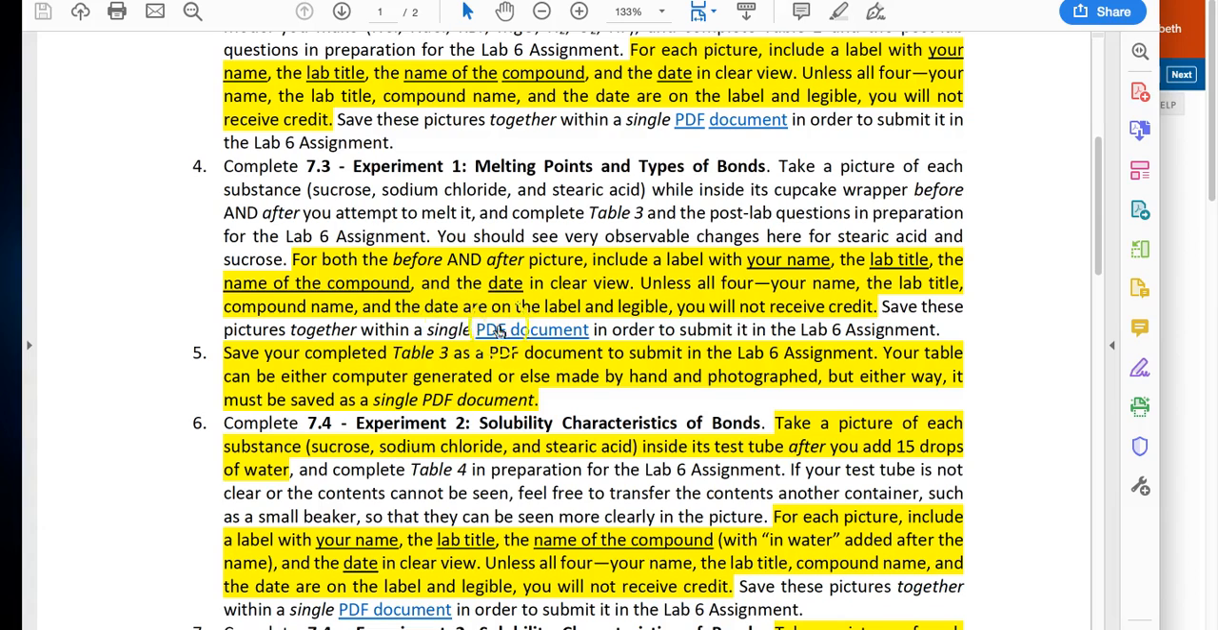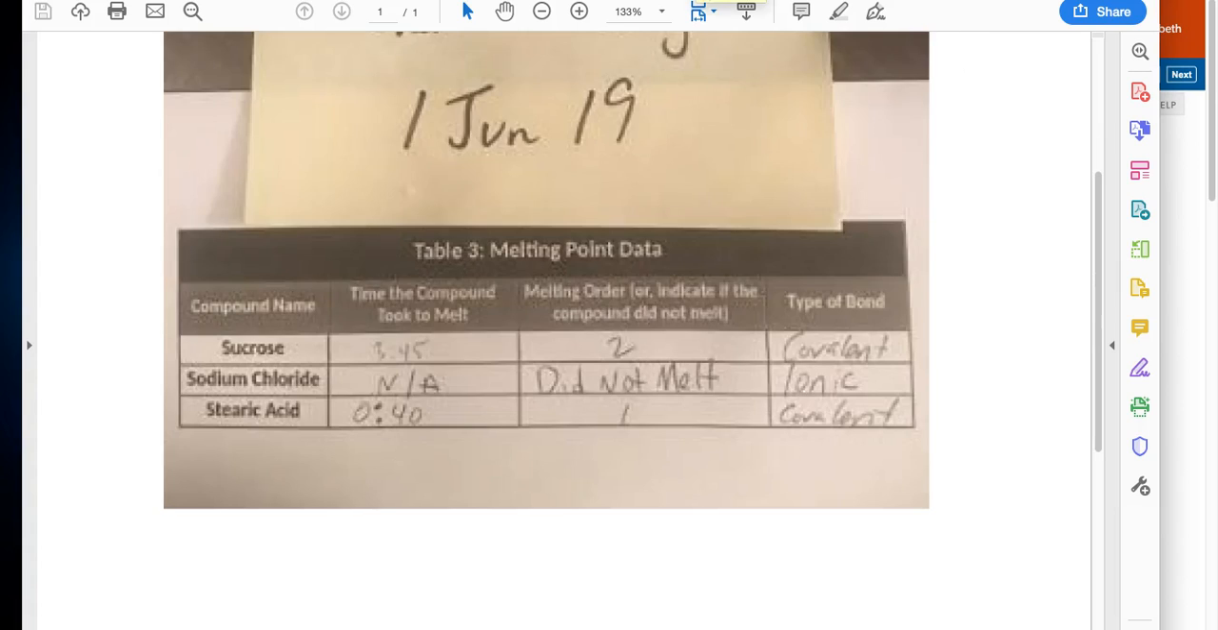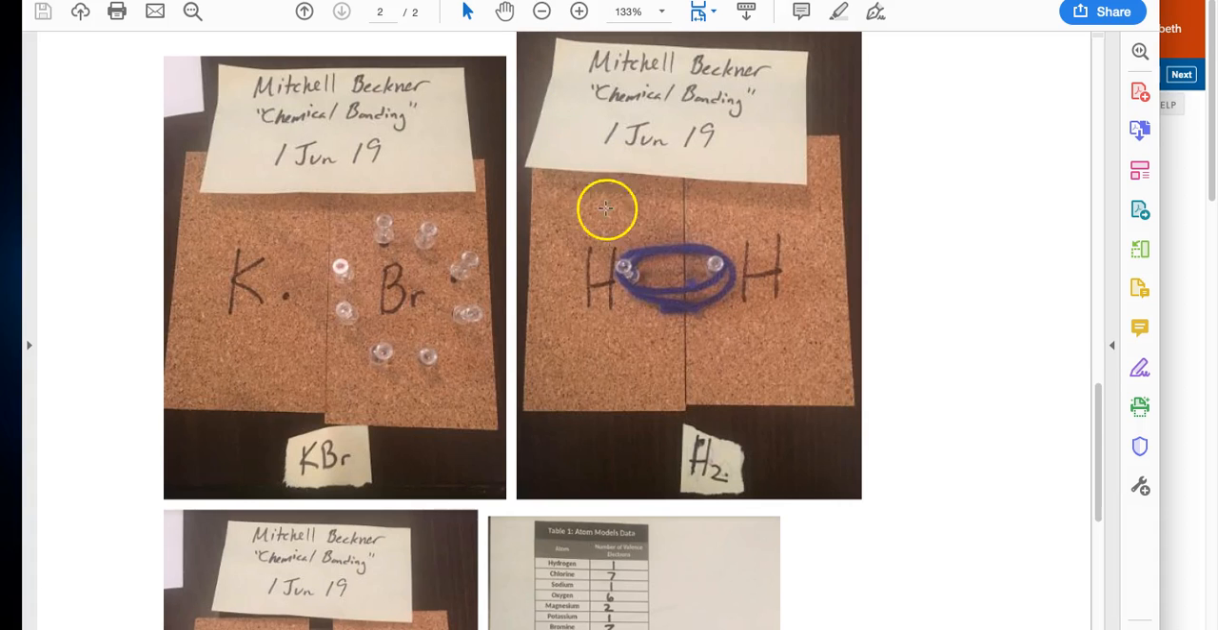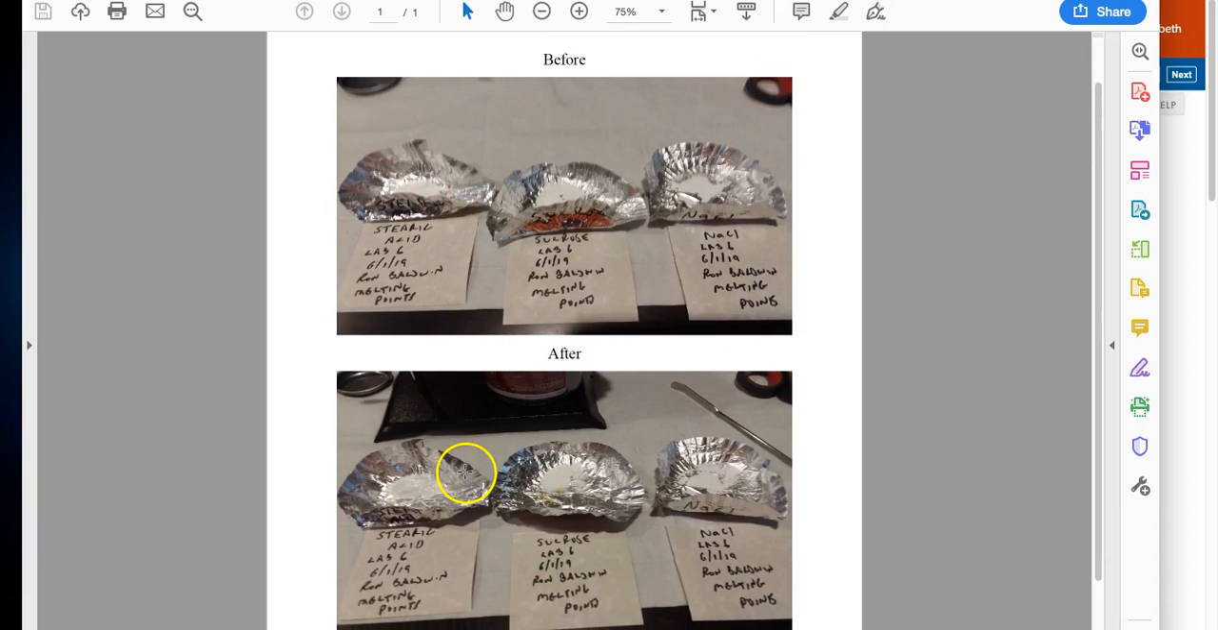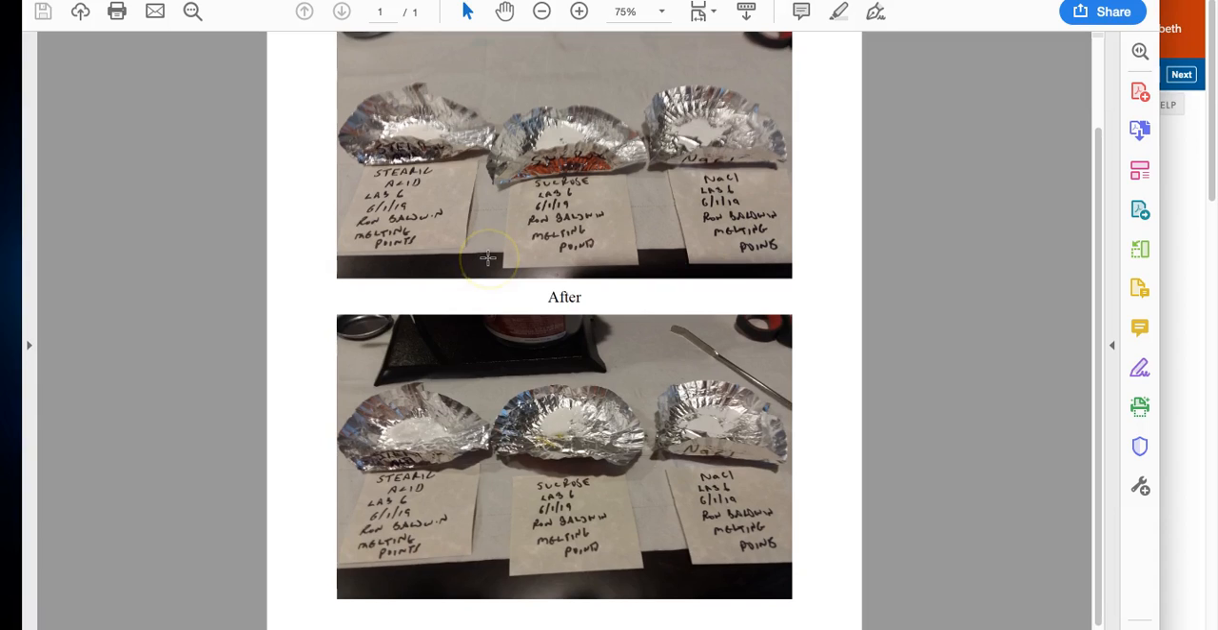You're going to save these pictures within a single PDF document, so you're going to have 6 different pictures before and after of all 3, but they'll be merged into one document. For instance, I have an example here somewhere. Like this guy here. Okay, he actually didn't do 6 pictures, he did 2. That's fine. You can do 6, you can do 2, it doesn't matter. But you have to somehow label what the before looks like, so you can see the solids that were taken out of the container inside the foil cupcake wrapper, and then after he melted them, again labeled, this was stearic acid, this was sucrose, and this was sodium chloride.